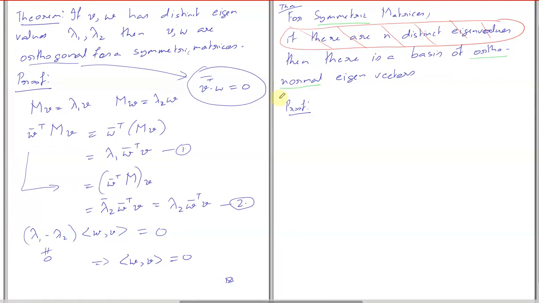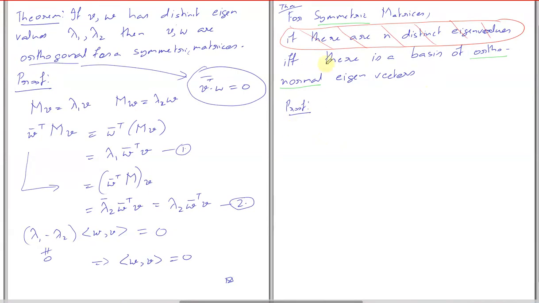Okay, so how do we show this? We want to show that for any symmetric matrix, maybe there are not distinct eigenvalues, but still there is a basis of orthonormal eigenvectors. And actually, this is an if and only if. It's very easy to see that. So let's show one direction first.